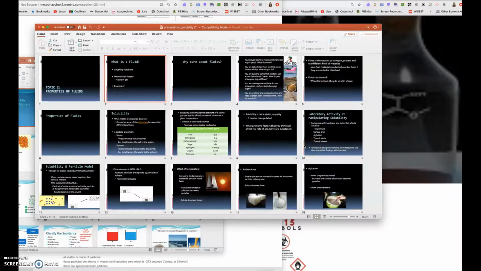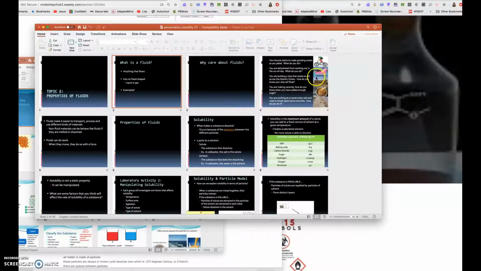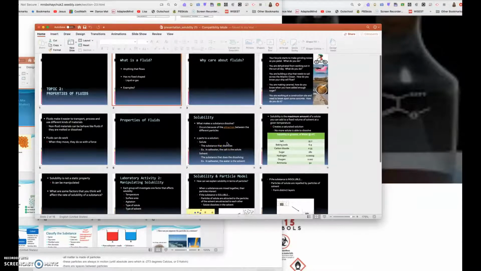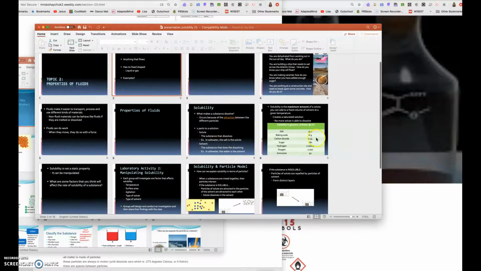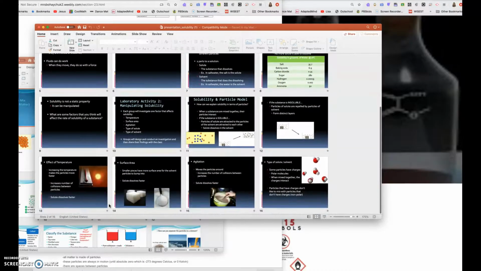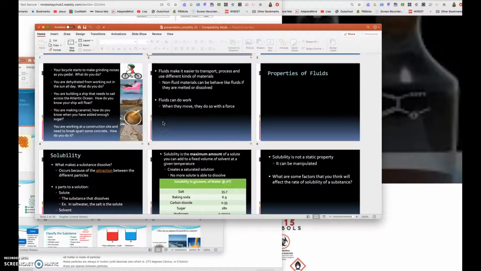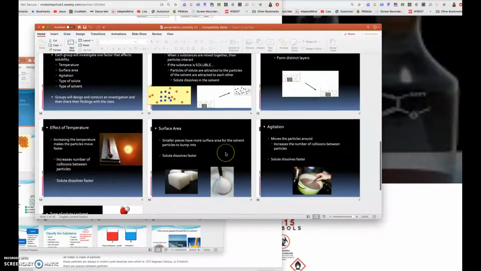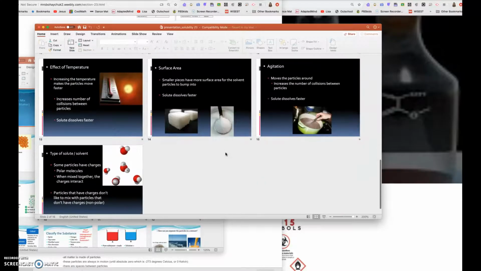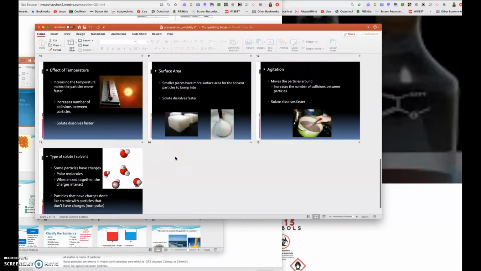Let me make that bigger for you. Uses of fluids and properties of fluids we didn't go into in a lot of detail, because we moved on to solubility. So looking at the differences between the solubility of salt or sugar were our main examples, and then learning what we can do to change how soluble something is. This slide right here was an important one. And what type of solute is also something that we gave some examples for.